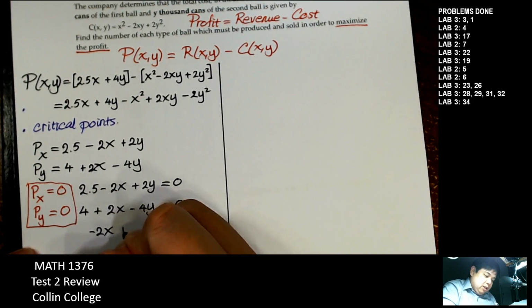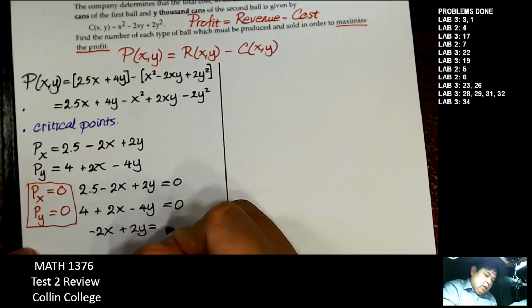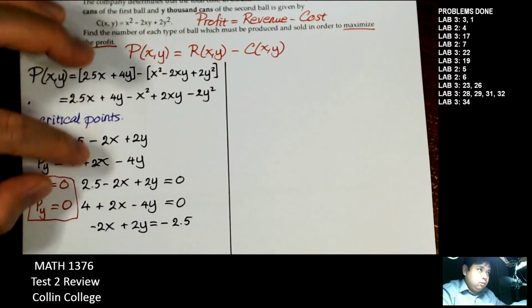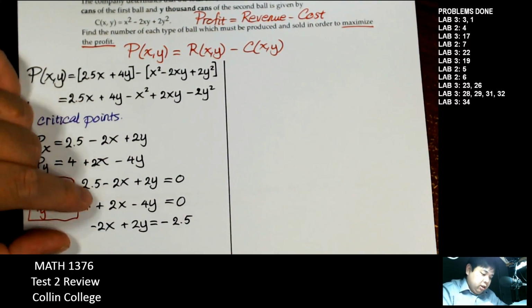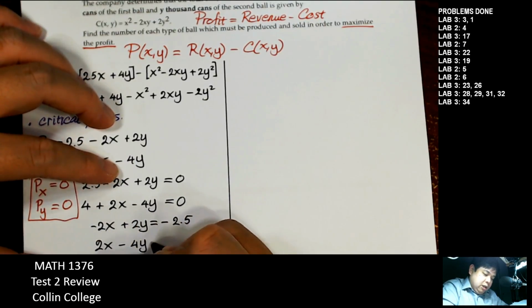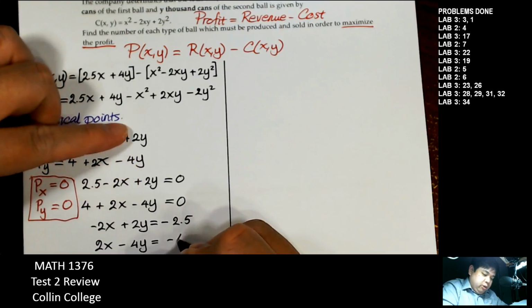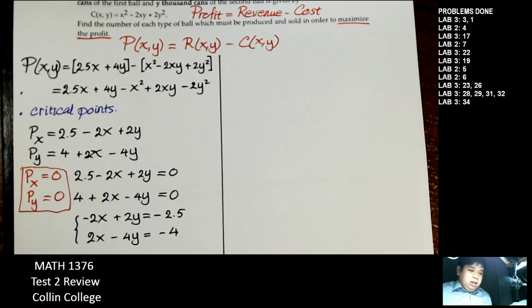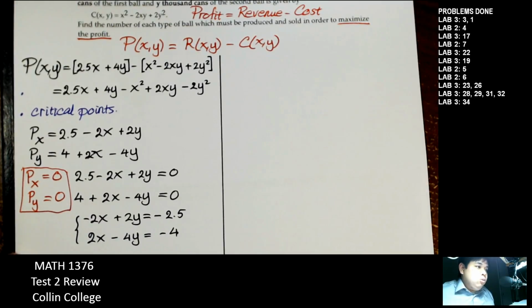So negative 2x plus 2y equal to negative 2.5. I just move that to the other side. And then 2x minus 4y equal to negative 4. So that's the system of equations. We use the calculator on this one.